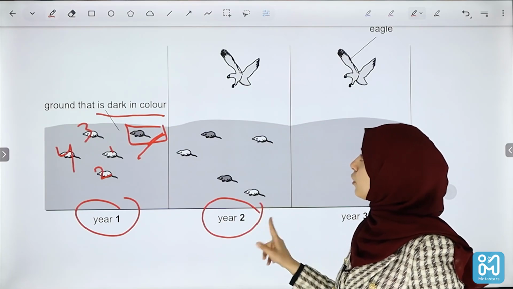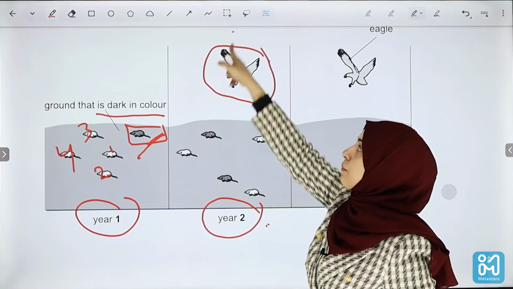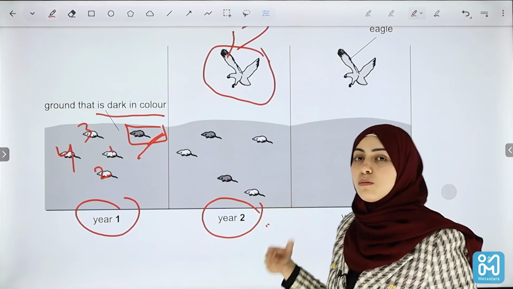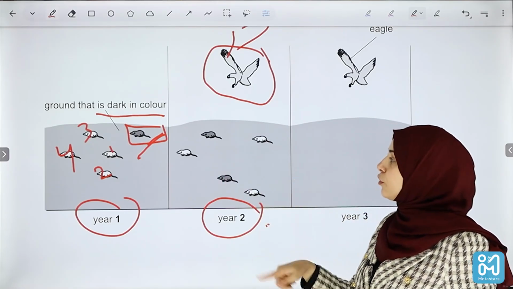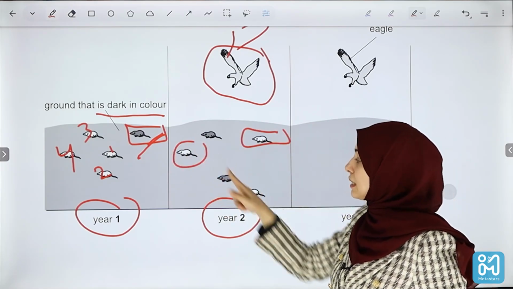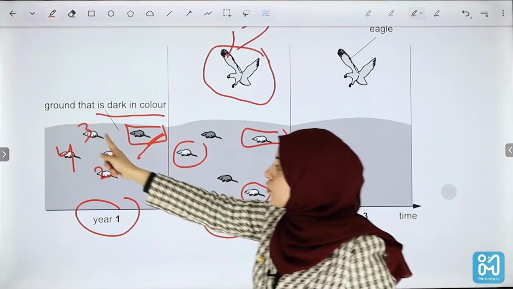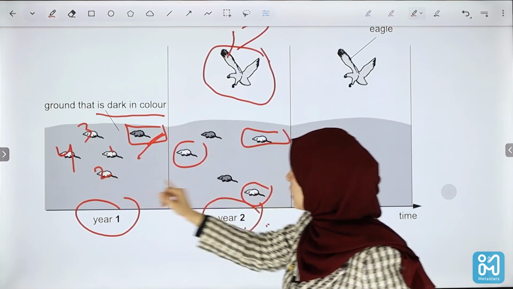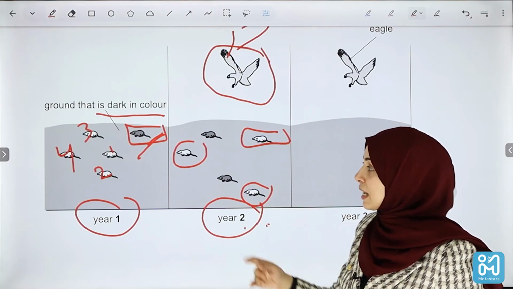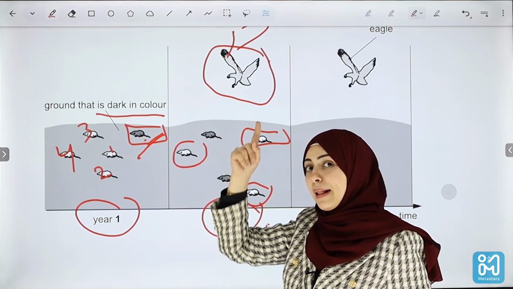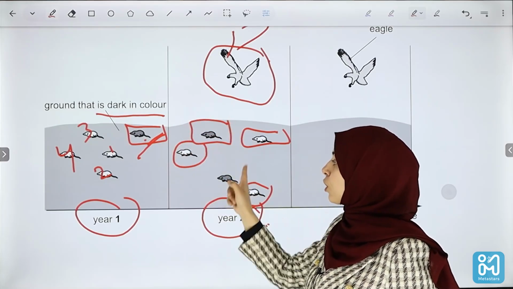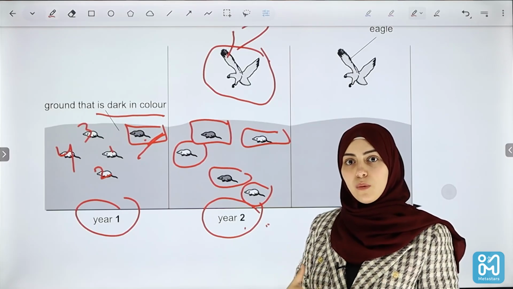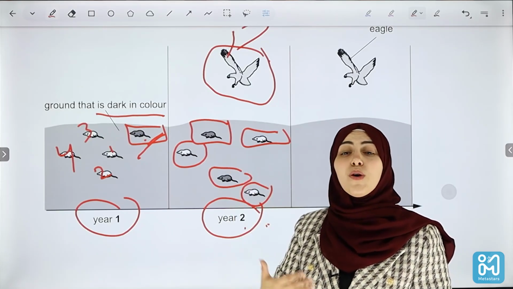But the white will be more obvious for the predator. So let's see what will happen in year 2. Here we have the eagle, which is the predator, and here we have the shrews, which are the prey. Which one will be eaten more, the black one or the white one? For sure, the white one will be eaten more. So that's why the number of white shrews decreased in year number 2. Here we have 4 shrews, but here we only have 3 shrews. And here we only have 1 black shrew, but here we have 2 black shrews. Why? They won't be eaten by the eagle. They will be able to grow, they will be able to breed and to reproduce more offspring.